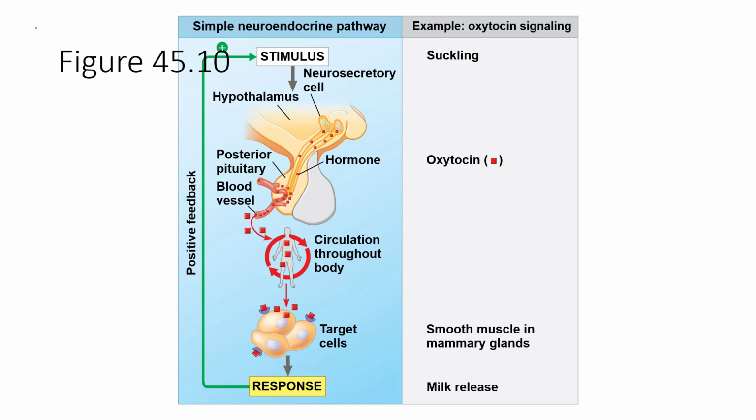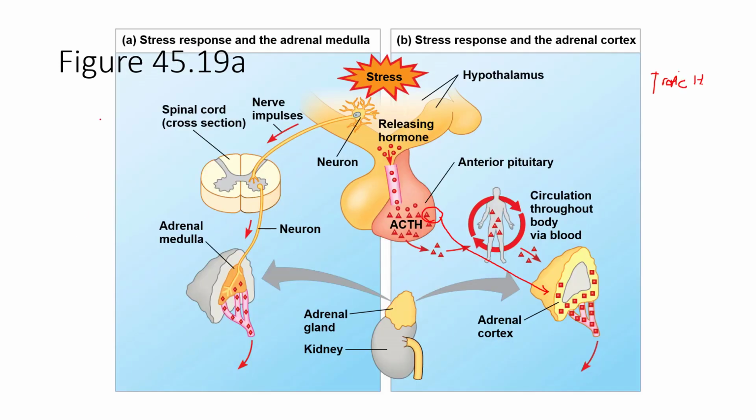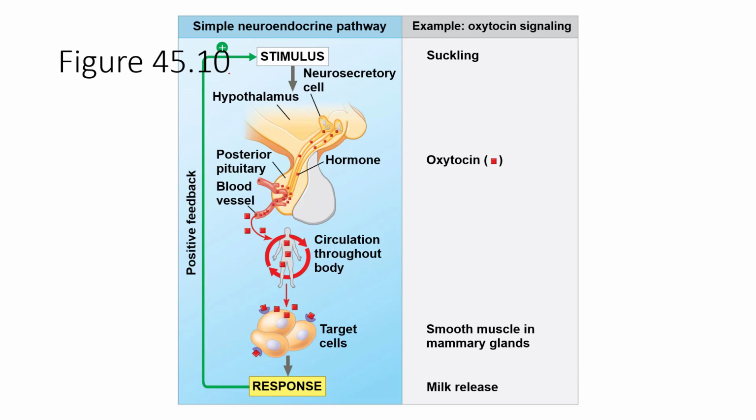So the other kind of endocrine pathway is a neuroendocrine pathway, which integrates the nervous system and the endocrine system. We kind of saw that in this previous slide with the release of adrenaline as well. The nervous system is involved there too. But here's a simplified example.